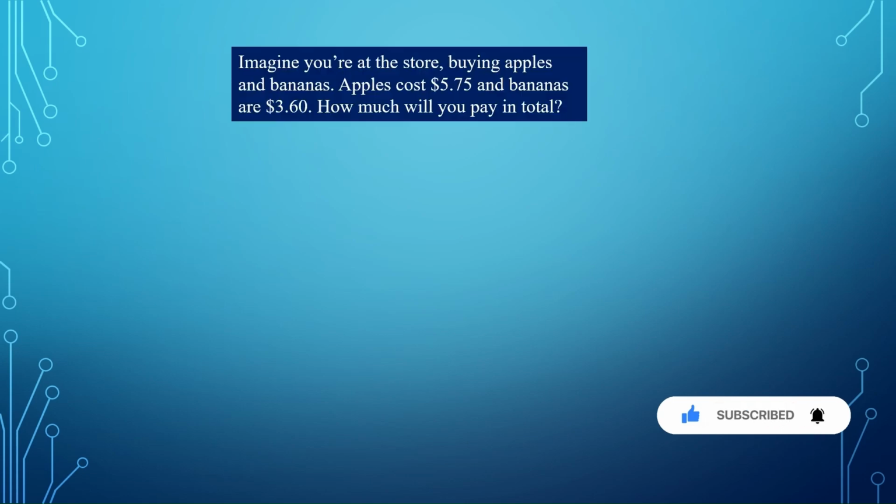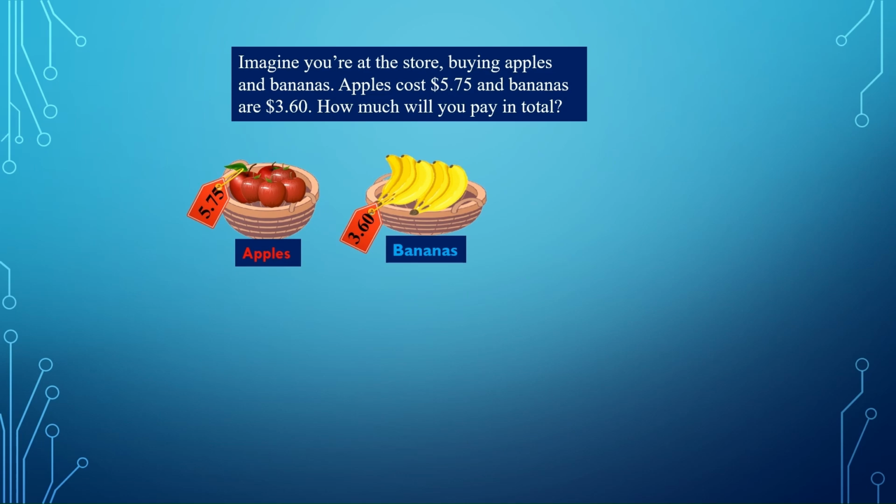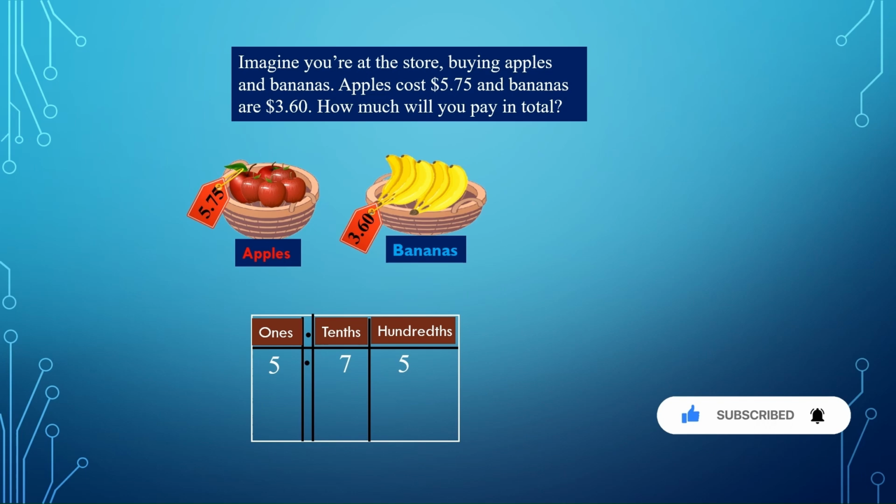Now let us take one question. Imagine you are at a store buying apples and bananas. Apples cost 5.75, that is, you can think of it as 5 rupees 75 paise or $5.75, and bananas $3.60 or 3 rupees 60 paise. How much will you pay in total? For that, cost of apples 575 and the cost of bananas 360.